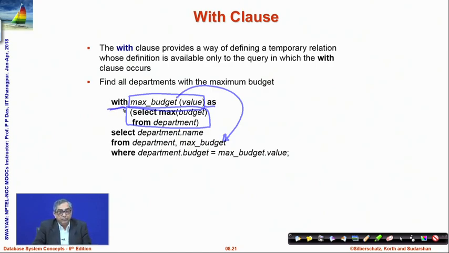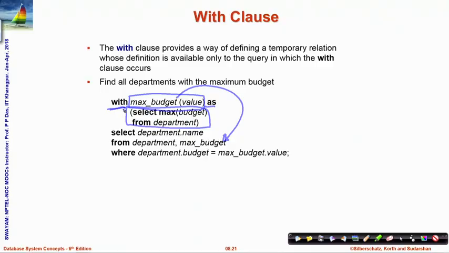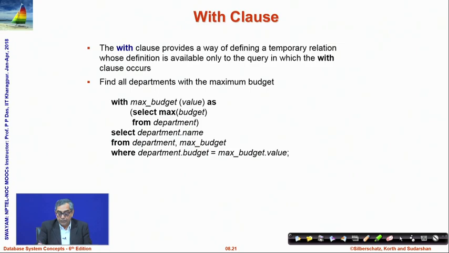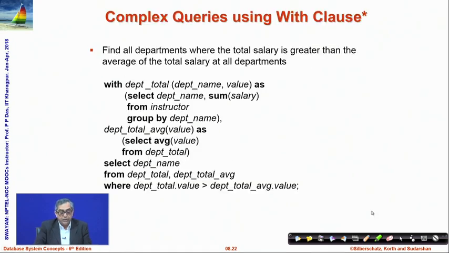This relation will not be available otherwise. After this query, this relation will not exist. This is just a temporary one computed for this query. So, this gives me the budget value, this gives me the department and department-specific budget, and this condition tells me that I can choose all the departments which have the maximum budget. A very nice way of using this. So, the with clause can be used in an even more involved way. Again, this is an example which is a more complex use, and I leave it to you to practice, study and understand.